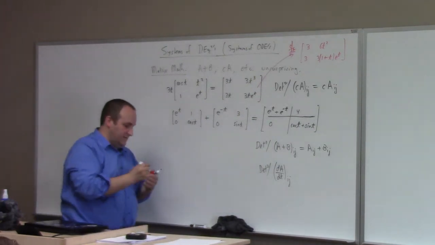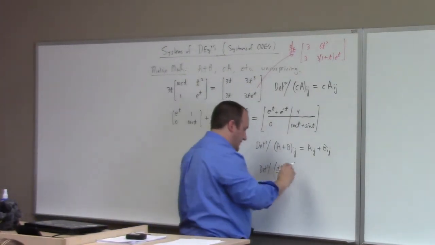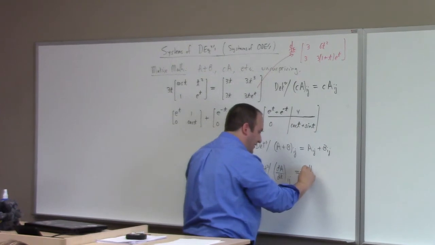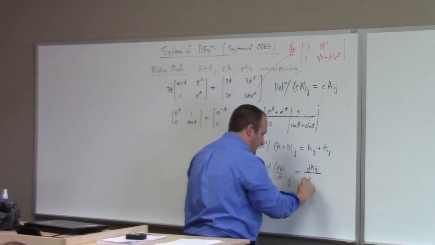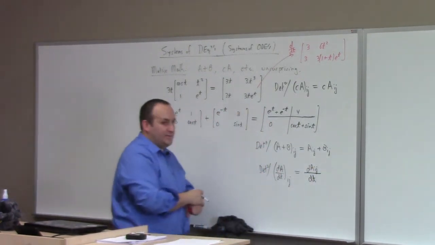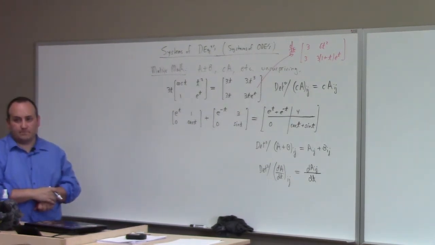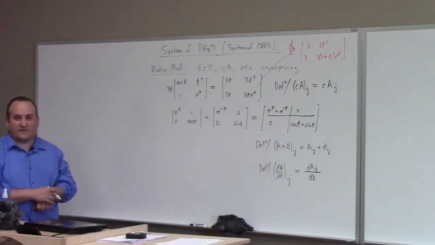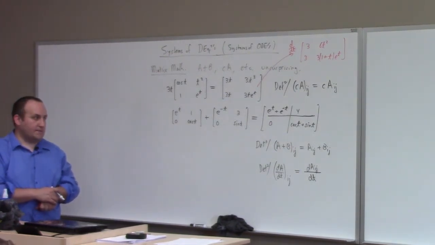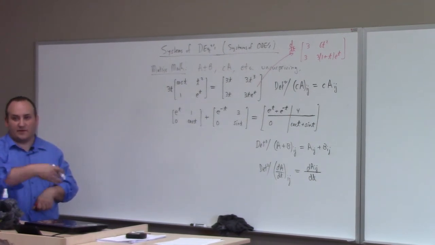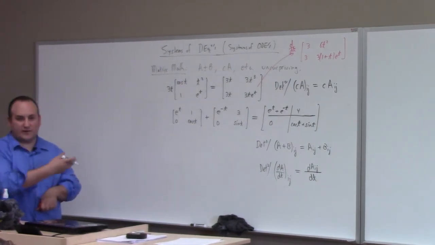So the definition, if you want me to be honest, is simply this. It's just differentiate component-wise. I differentiate the ijth component with respect to time, and I do that for each component. This is how we define differentiation of a matrix, just like we do differentiation of a vector, component by component. Same for integration.